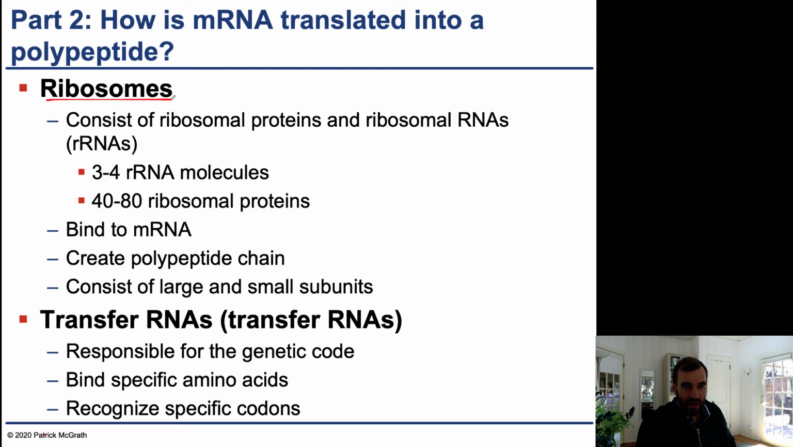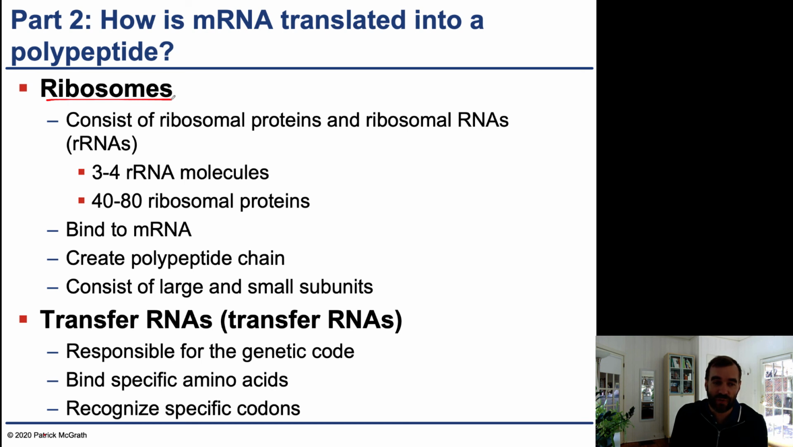polypeptide from that. These ribosomes are very, very large structures, so you can see them under electron microscopy pretty easily, and they consist of a large number of proteins, which are unique proteins, and also RNAs. Depending on the kingdom of life, there are either 3 or 4 rRNA molecules within this, and between 40 to 80 ribosomal proteins. So there's a huge number of proteins that come together to assemble this large superstructure.